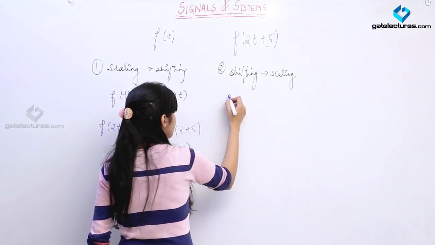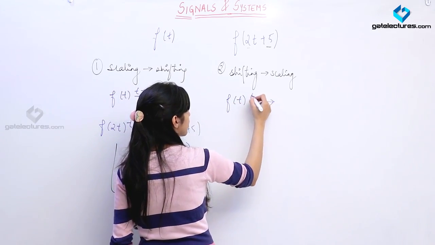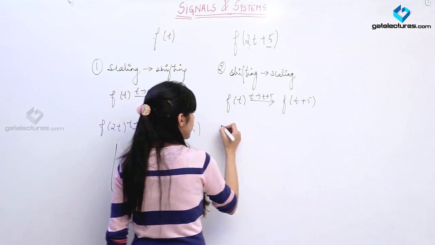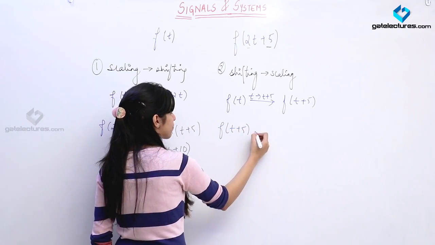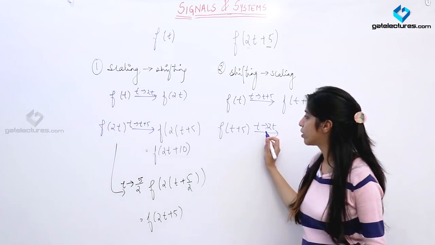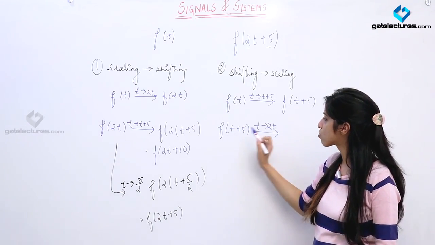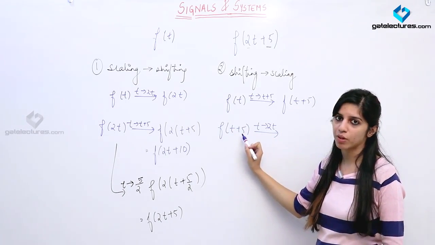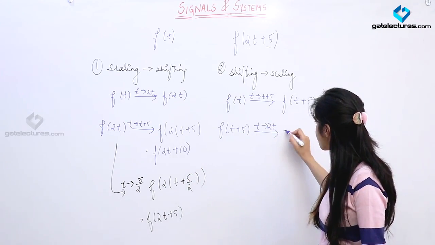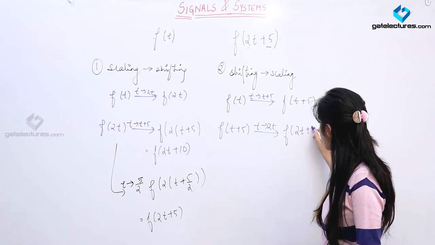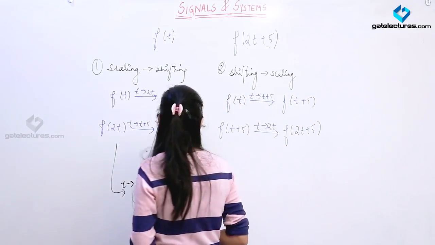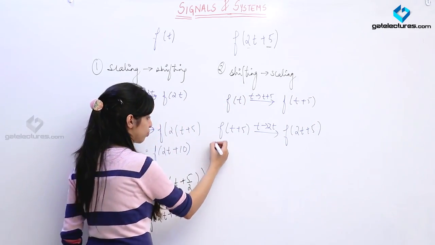Why? If I am performing shifting first, I replace t with t plus 5, the signal becomes f(t plus 5), then I am performing scaling. Now when I perform this scaling, it is going to apply only to the independent variable t, not to the complete argument. The complete argument is not going to be multiplied with 2, only t is going to be multiplied. So this becomes f of 2t plus 5, which was the required signal. So you can just note this.